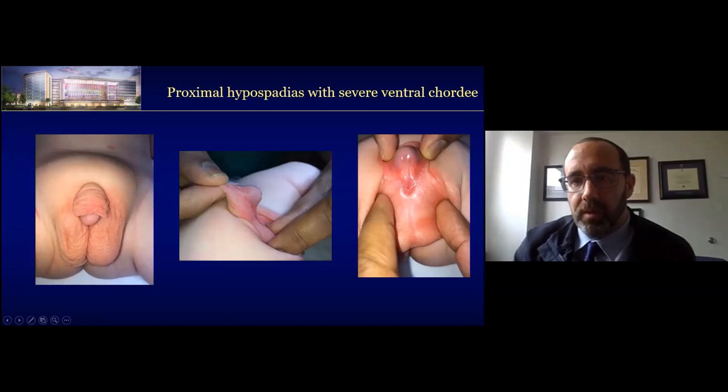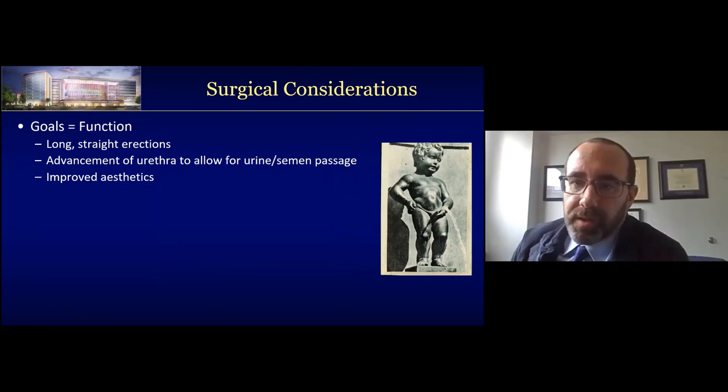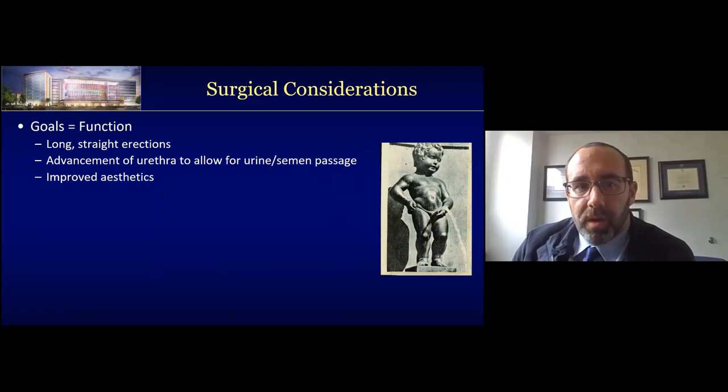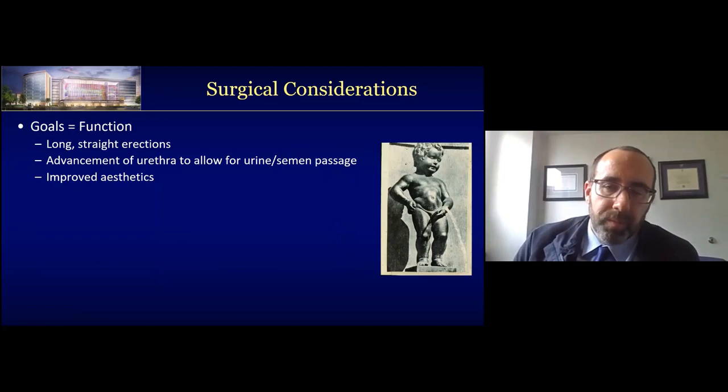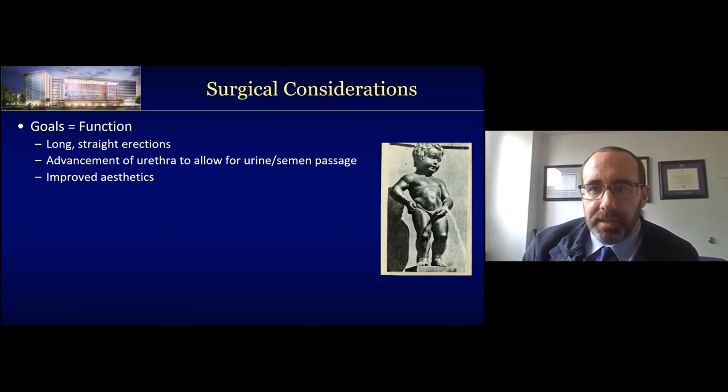So, surgical considerations in terms of why we're doing surgery. The goal, and you kind of hammer this home, is function. You want the penis to have a nice straight erection. You want it to have appropriate length. With some of the more mild variants, that's not going to be as much of a concern, but for boys with more proximal hypospadias, particularly those with concealed penis, the length of the erection is going to be a pretty big factor.